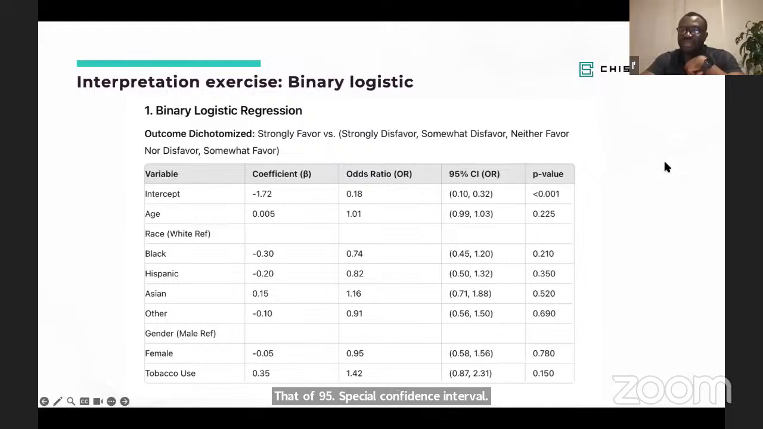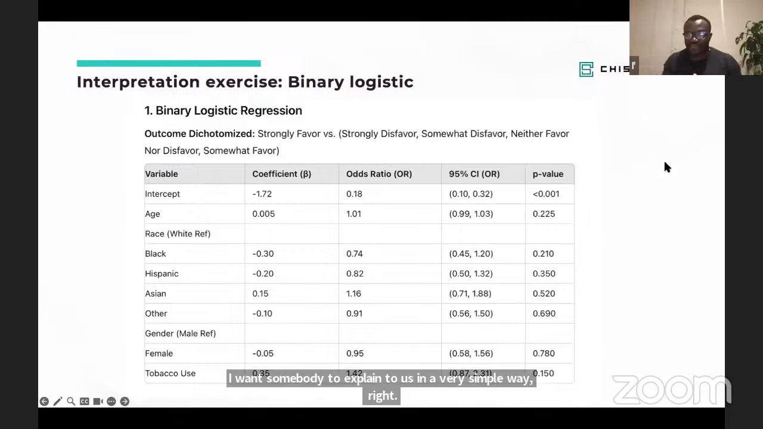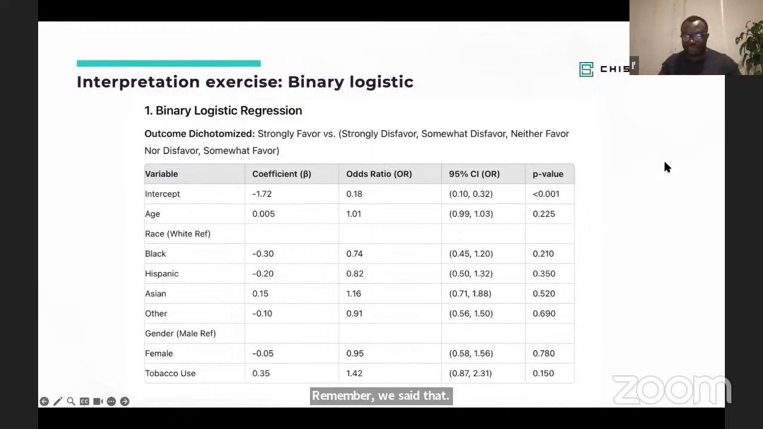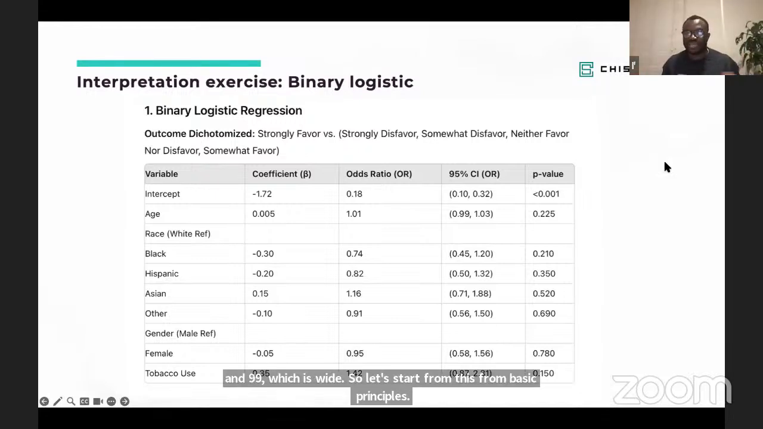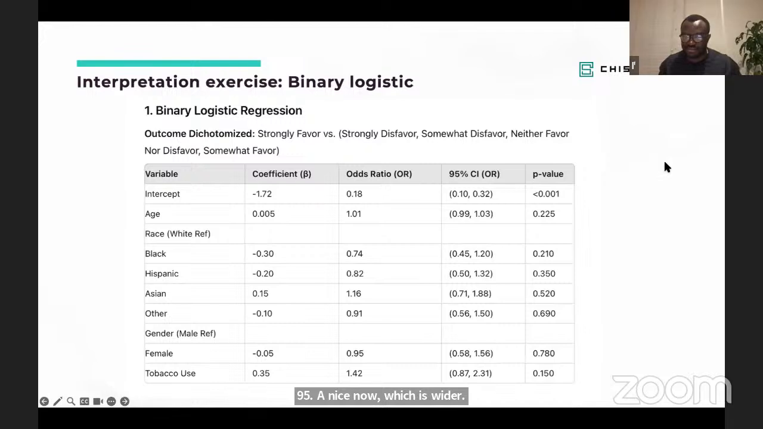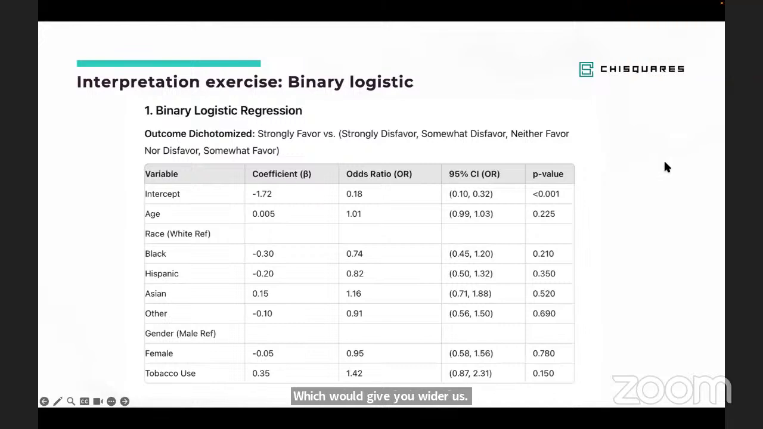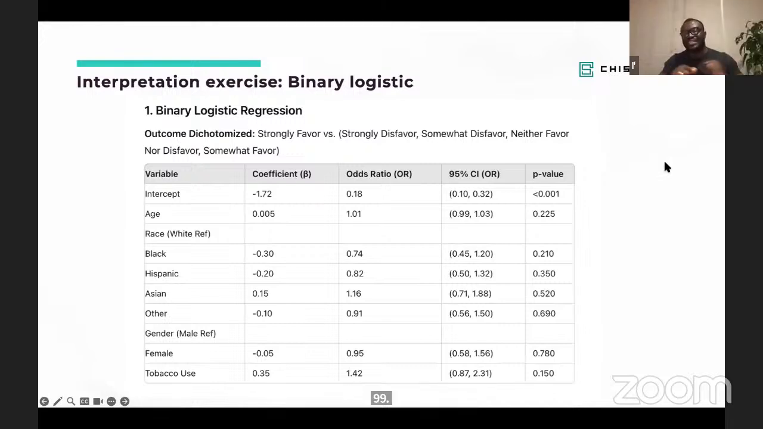Now, I want somebody else to explain to us in a very simple way, right? Remember we said that 95 and 99, which is wider? So let's start from basic principles. 95 and 99, which will give you wider confidence intervals? 99, exactly. So if 99 is wider, which one has a higher likelihood of containing 1?